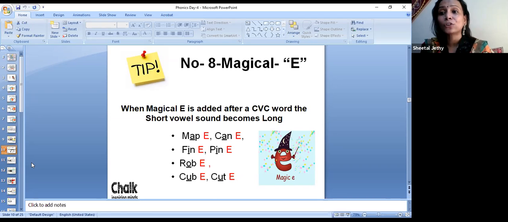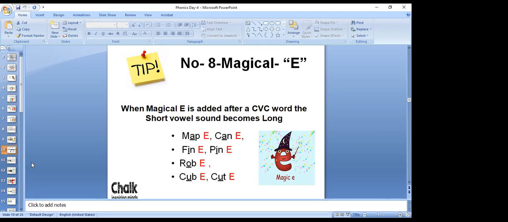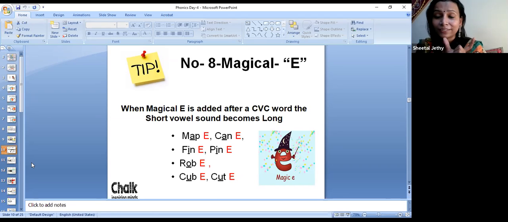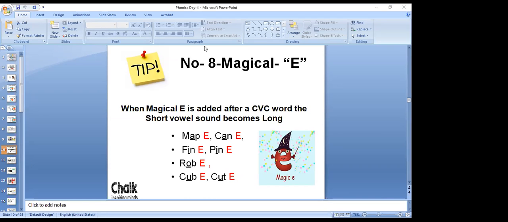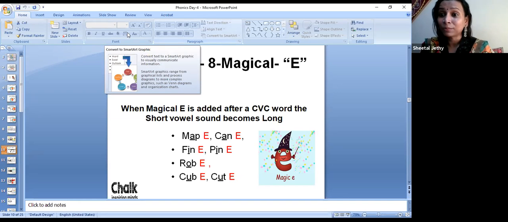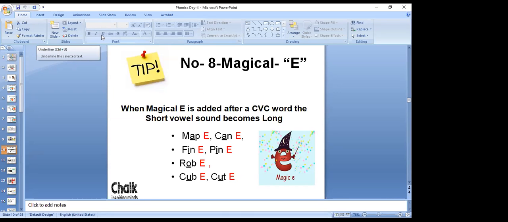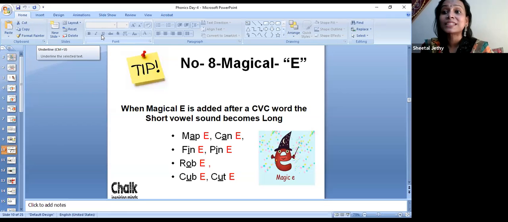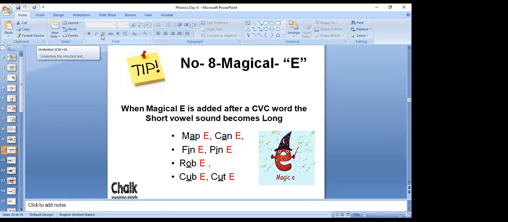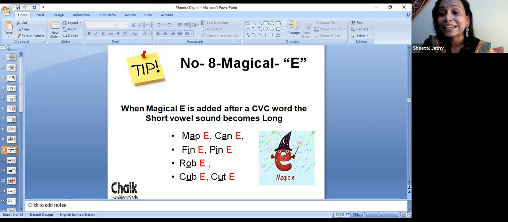But at that same point of time, the E always remains silent. Though the E is added, the short vowel becomes a long vowel, but the E at the end remains silent. So when we pronounce it as can the first time, the vowel is short. When E is added, it becomes cane. The vowel becomes long. At the same point of time, E is silent.